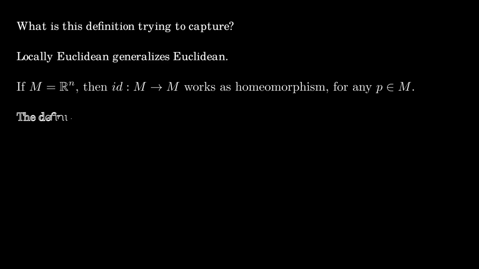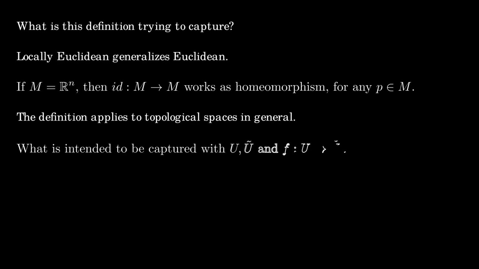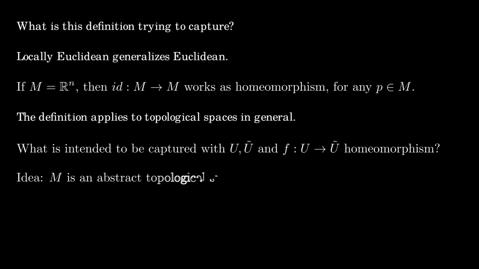But the definition is much more than that. It applies to the general class of topological spaces. But again, what is intended with those neighborhoods U and U tilde and the homeomorphism between them? The key idea, as the name implies, is to define what it means for an abstract space, like a topological space, to locally look like the well-known Euclidean space.